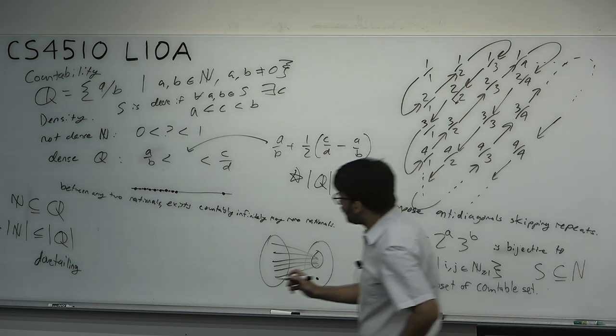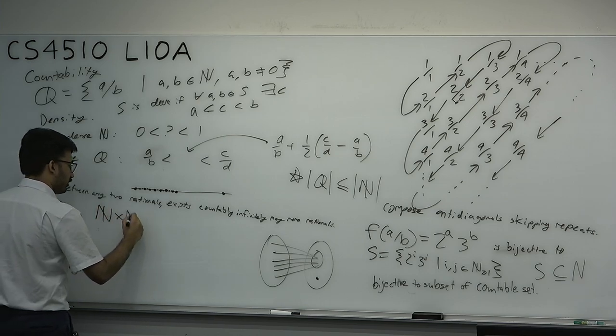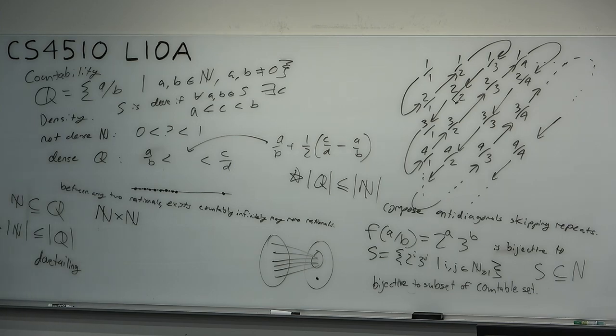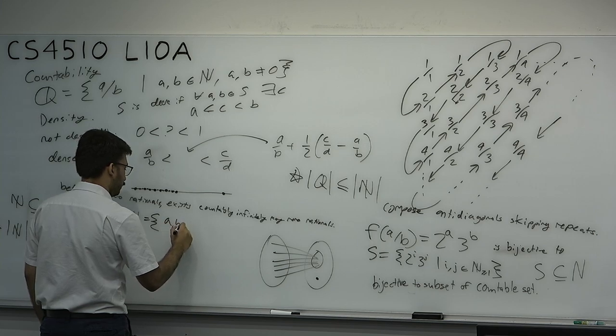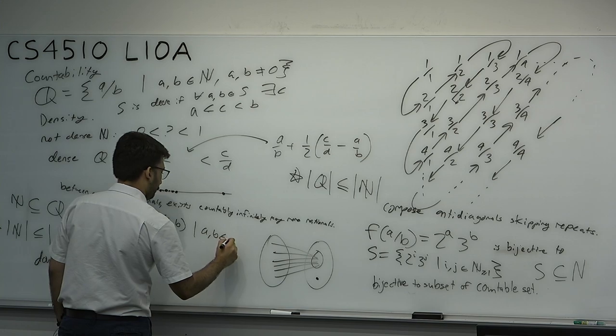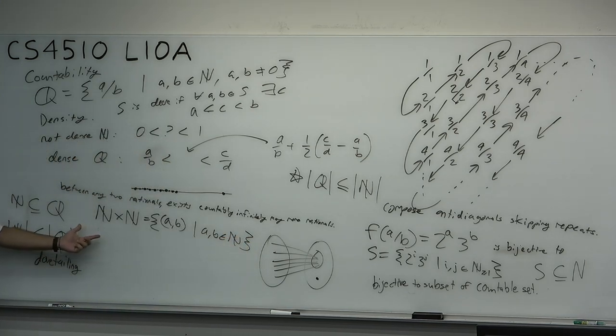For the same reason, just to be quick about it, why is the Cartesian product of the naturals with the naturals countably infinite? Can you do the same thing that you did there? Exactly, yeah. The Cartesian product of two countably infinite sets is going to be countably infinite because you can do the same dovetailing trick. You can map that to the rationals, and that would also prove that.